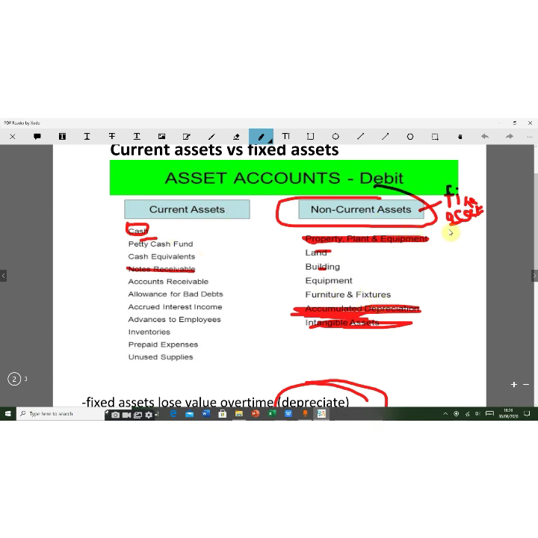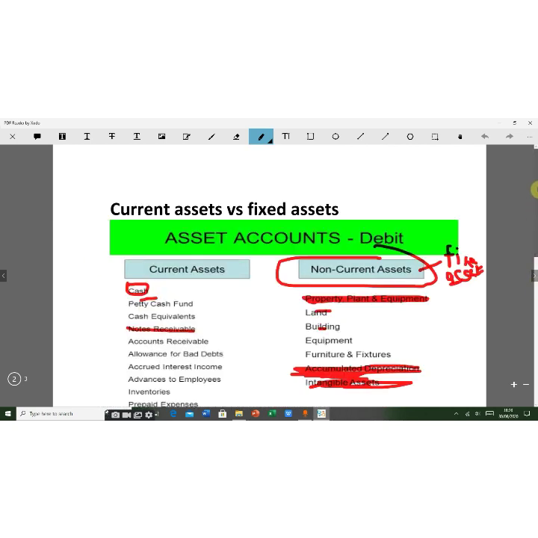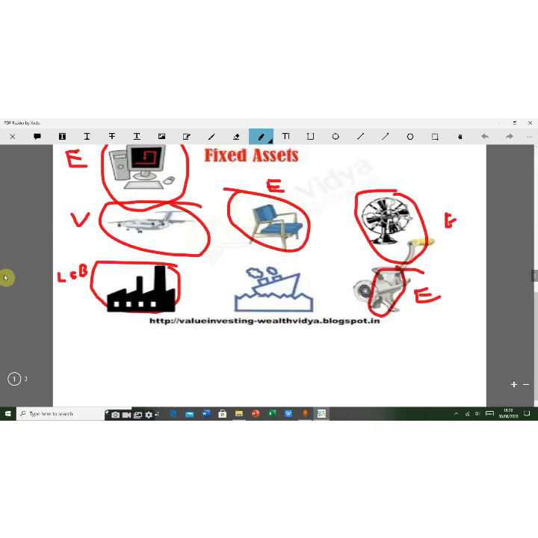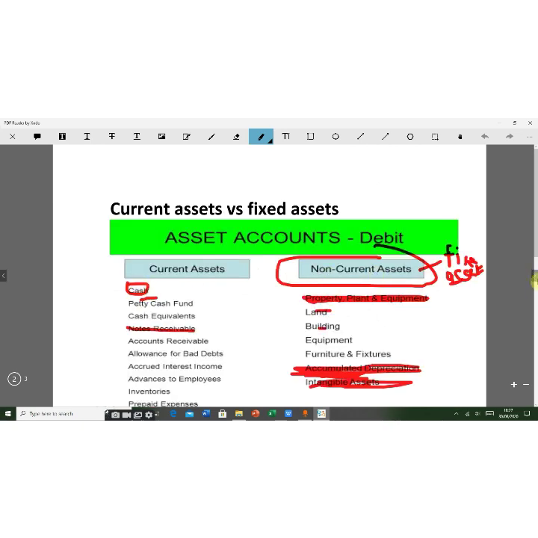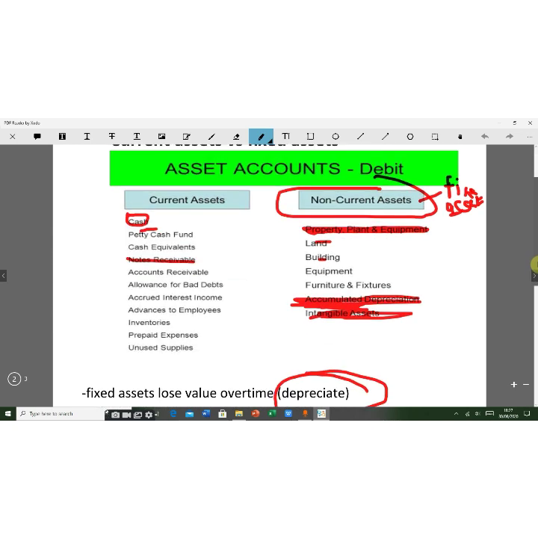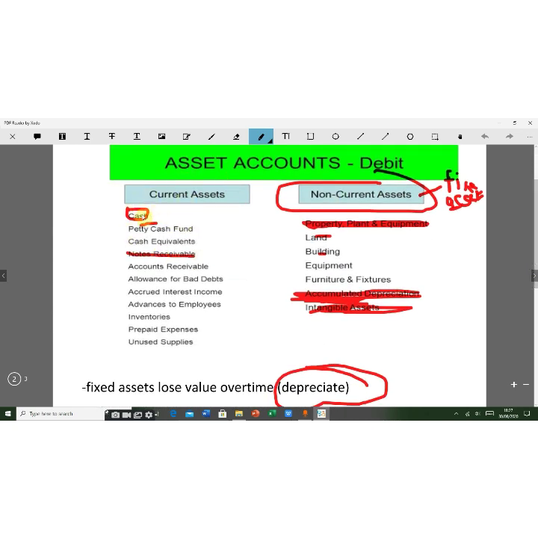So the difference is that for non-current assets, you are expected to use these assets for more than 1 year or one financial period, as we have said in the previous page. Will be used for more than 12 months or one financial period. Then we have current assets, which will be used within the financial period.